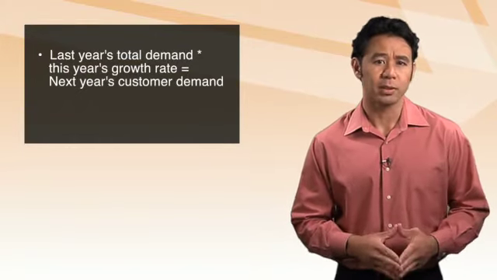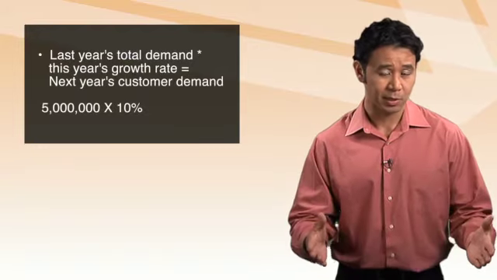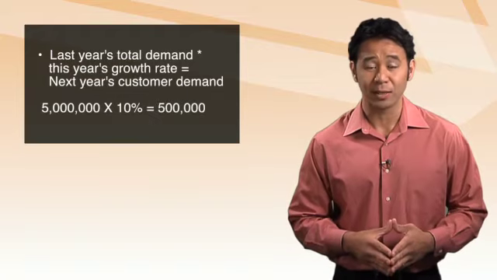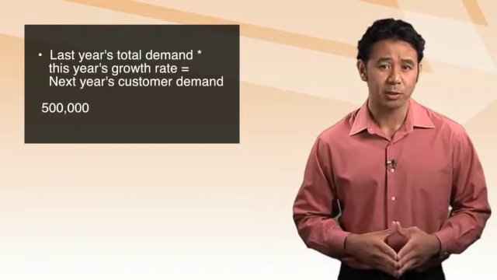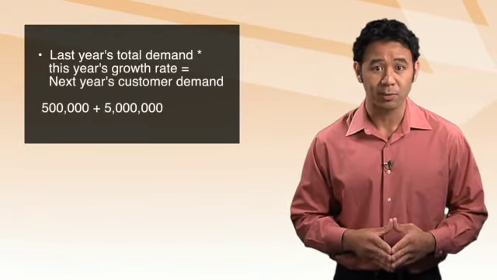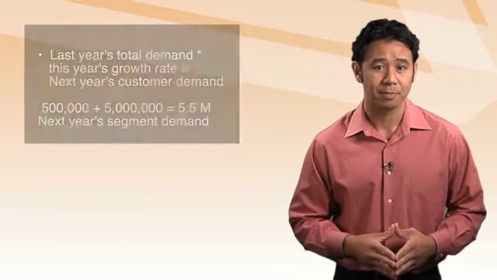Suppose last year's total industry unit demand is 5 million units, and the segment growth rate is 10%. Multiply 5 million by 10% and you get 500,000. Take that number, add it to the original total unit industry demand of 5 million, and you get the total segment demand for the upcoming round, which will be 5.5 million units.